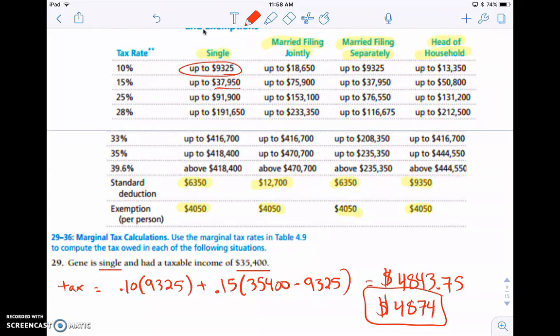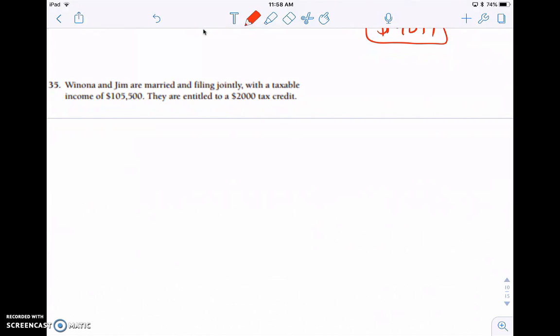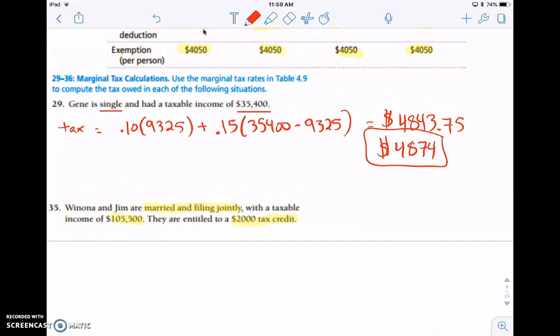Okay, let's look at another one. So we've got Winoma and Jim are married, filed jointly. Okay, so there's a key right there, with a taxable income of $105,500. They are also entitled to a $2,000 tax credit. Remember, tax credits come off the back after you compute taxes. You subtract the tax credit directly from that. So married, filed jointly. We know their taxable income is $105,500.